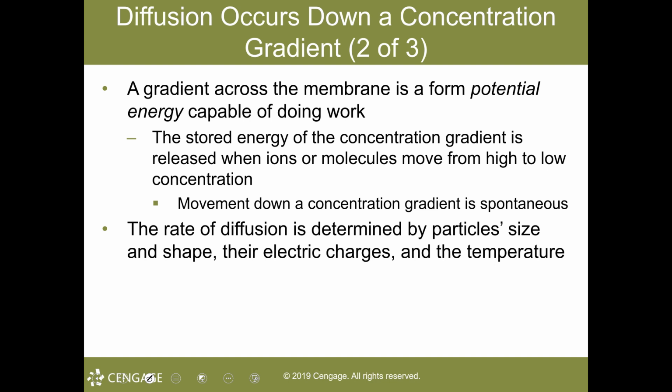So, to get back to what I was stating, class, a gradient across a membrane is a form of potential energy. I say the gradient is that potential energy that is capable of doing work. So it's that stored energy of the concentration gradient that is released when the ions move from the higher to the lower concentration. So they move down that gradient, and of course, it is spontaneous. The rate of diffusion is based upon the size of the molecule, the shape of the molecule, their charges, and of course the temperature.